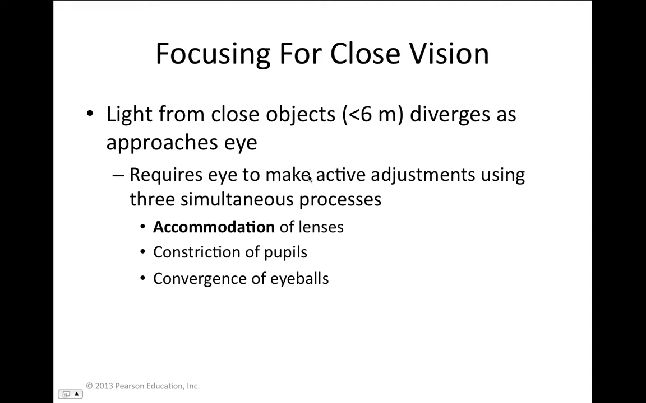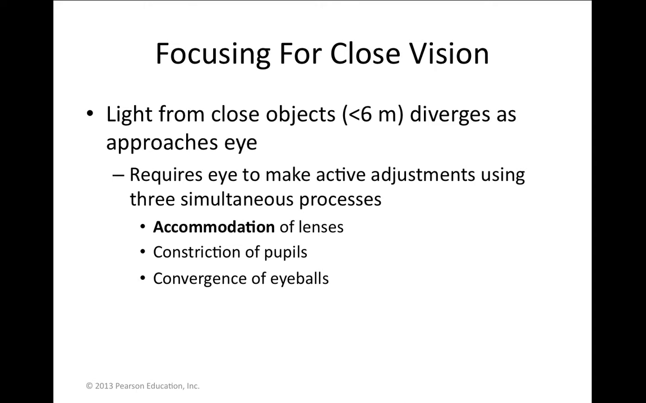Okay, so when you focus for close vision, you need to accommodate the lenses to focus on the focal point in the eye. Okay, so that's close objects, so less than 20 feet. That light will diverge as it approaches the eye. Okay, so you need to refocus that. So it requires the eye to make active adjustments using 3 processes that are activated at the same time. And again, you really want to know this. Okay, I'm going to have you star, circle, and understand what the 3 processes are.